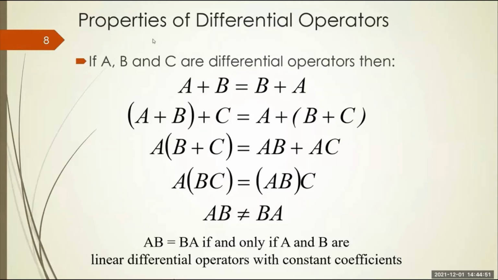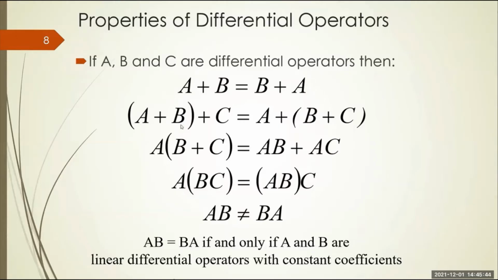Some of the properties of the differential operators: if A, B, and C are differential operators, then it follows that A plus B is equal to B plus A. What do you call this property, guys? Exchange places, it's commutative. If it's a change in grouping symbol, it's called associative. In here, you can also apply the associative rule.